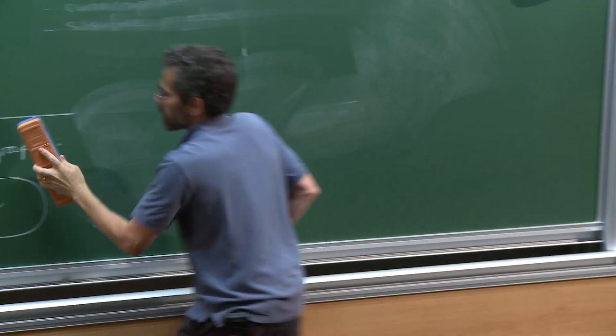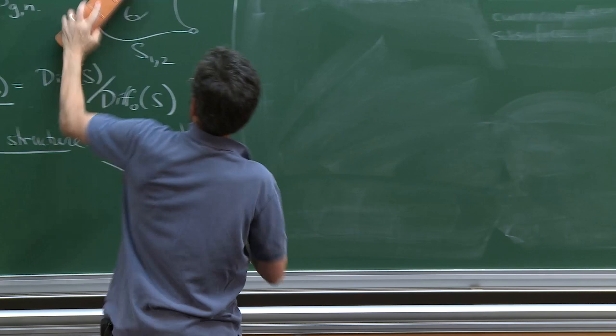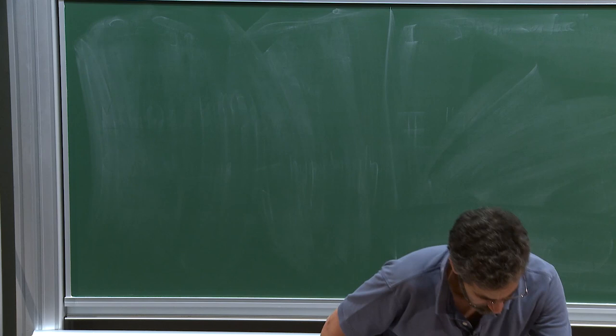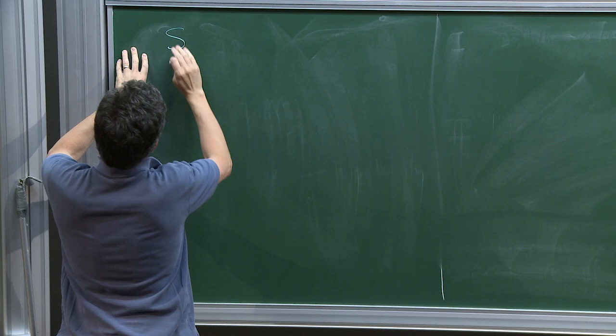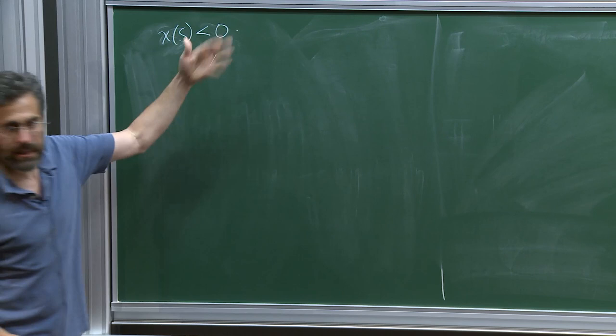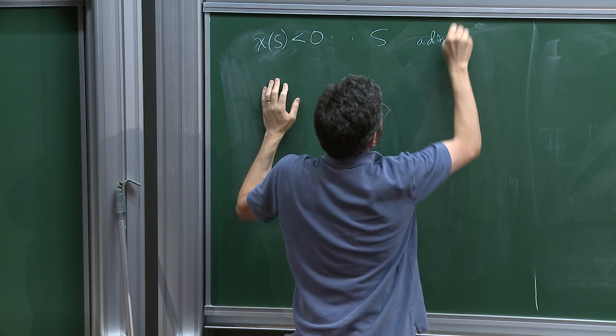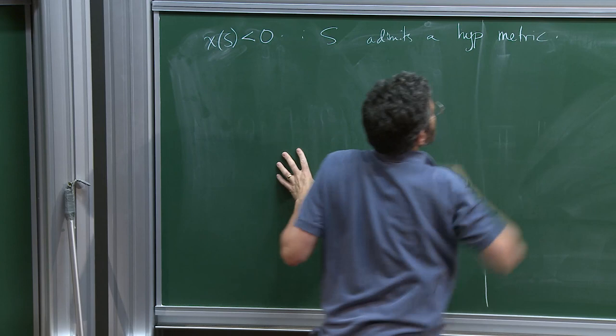I want to say a few words, really just a few words about what happens at infinity in this complex. So I have to tell you what a lamination is. So S, as long as the Euler characteristic of S is negative, which is true for almost every S, right? Then S admits a hyperbolic metric, as you've seen. And then I can tell you what a geodesic lamination is.